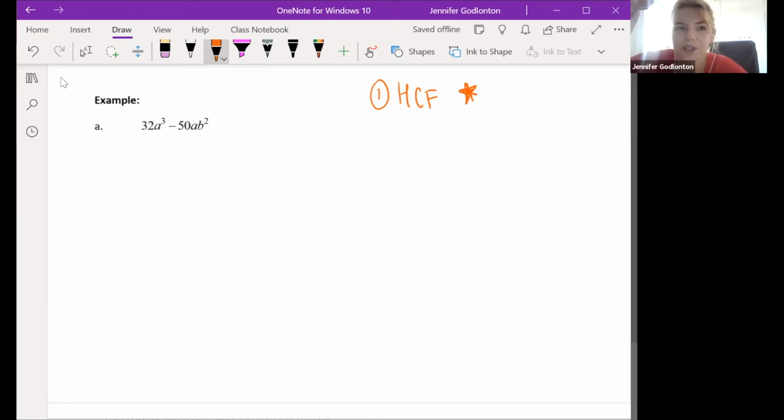So first option, highest common factor. Then either we've taken out the highest common factor or there wasn't a highest common factor. We're going to say if there are two terms, can we do DOTS? DOTS is difference of two squares. So that's when we have two square numbers and there's a minus sign in between them.